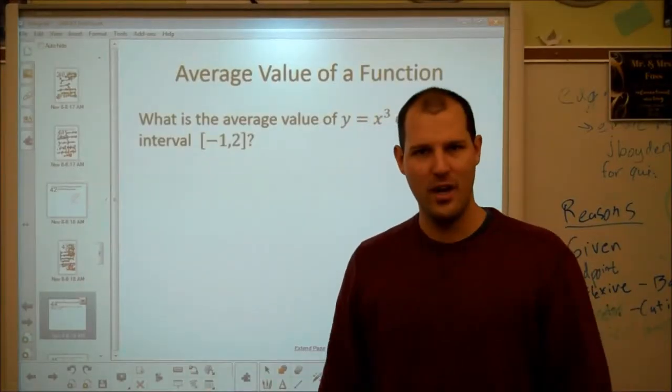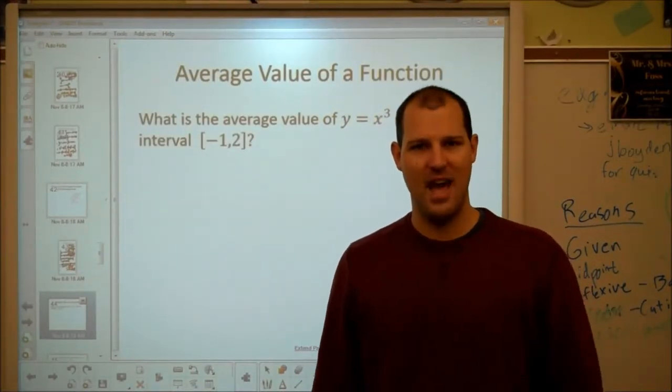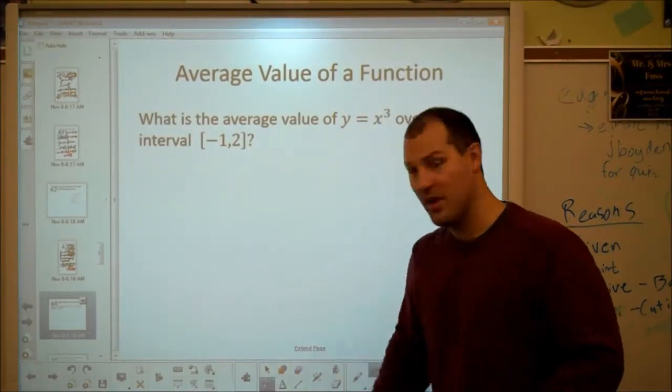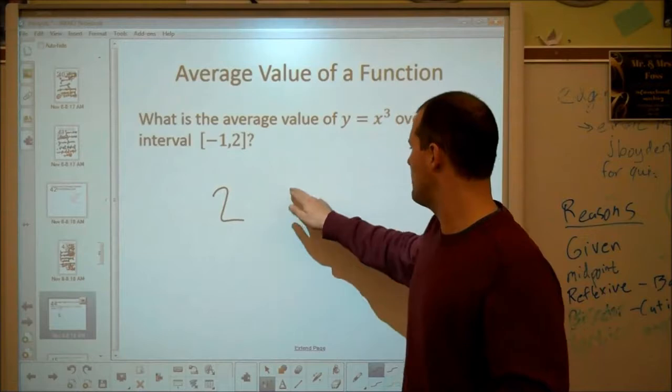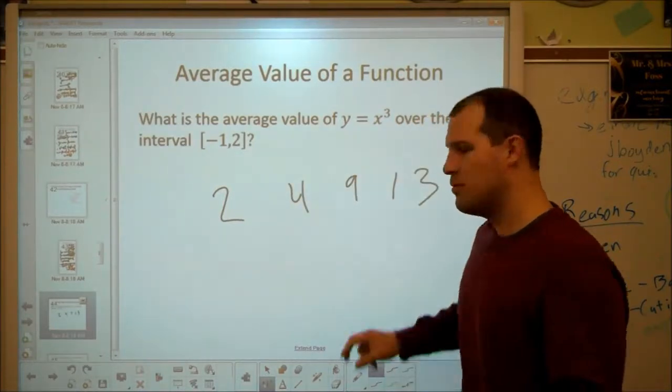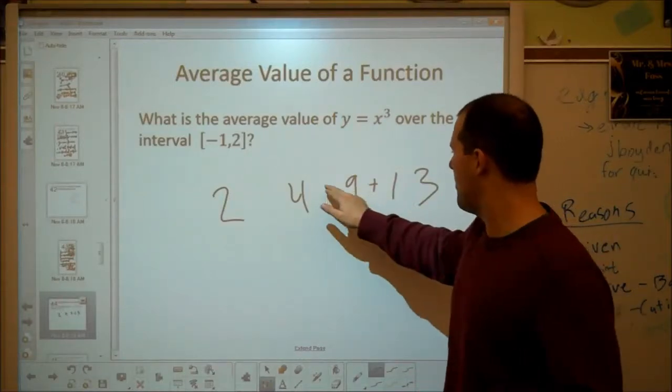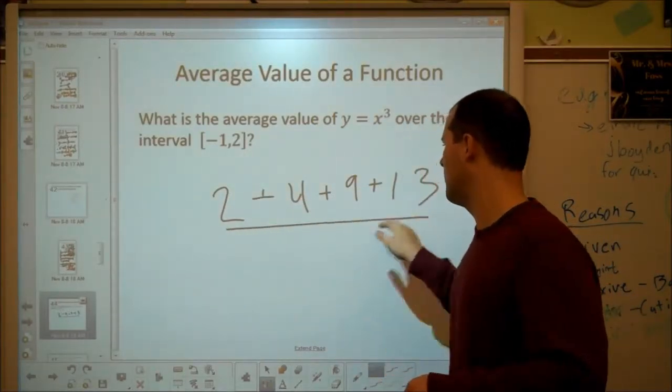Welcome now to part 2 of lesson 5. We're going to talk about how to find the average value of a function. In order to understand that, let's start first with a really basic example. If I give you the numbers 2, 4, 9, and 13, would you know how to find the average of them? What would you do? I hope you would say that you add them all together and divide by 4.